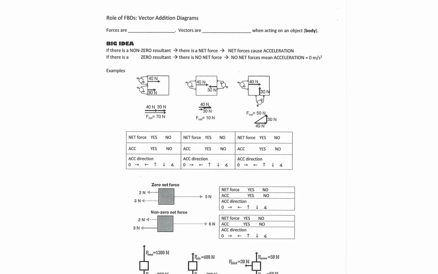So let's go ahead and start using this skill. We're going to actually skip the top. You can review the big ideas right here. But we have three scenarios. We have here person A and person B, and they're both pushing on the object. And they're both pushing to the right.